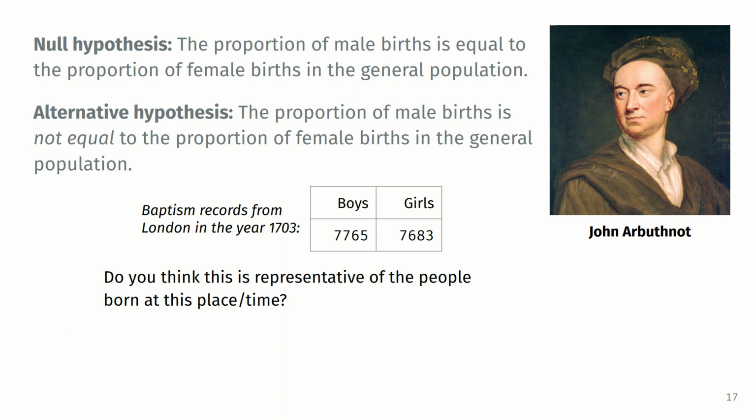Before we get into the example, it is worth thinking about whether the way Arbuthnot collected his data means this sample is representative of all of the people born at this place or time. And when you think about that, it's also worth thinking about how far we should generalize any conclusions that we may draw from conducting a test of this null hypothesis using the data from Arbuthnot's sample.